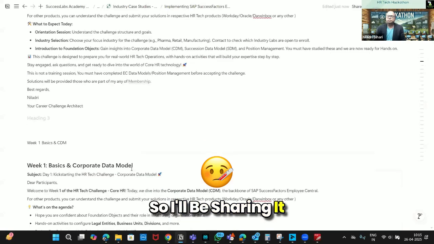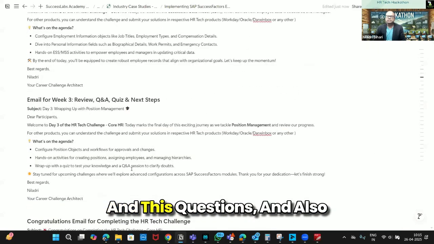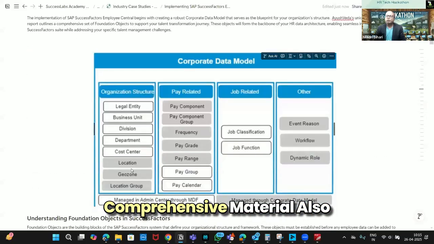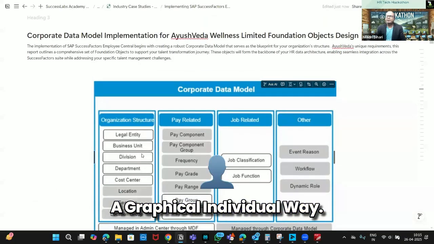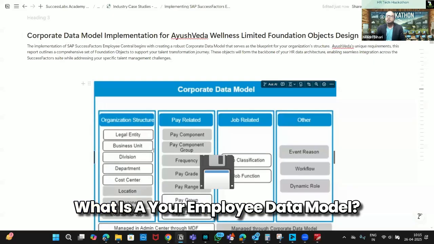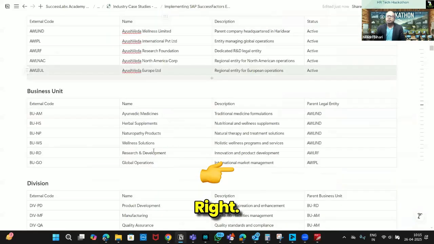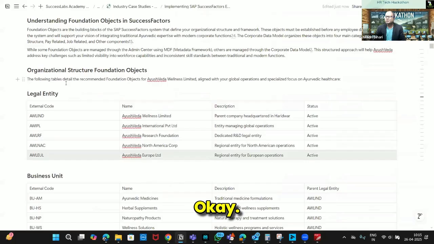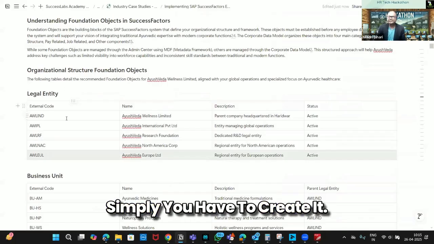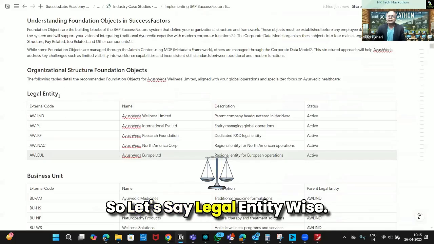I will be sharing it with all of you, these questions and also very comprehensive material, so that you understand in a graphical and visual way what a corporate data model is, what your employee data model is, all these things. And for Ayurveda, I have already designed the structure for you, so you don't have to worry. Simply you have to create it. So let's say legal entity wise.